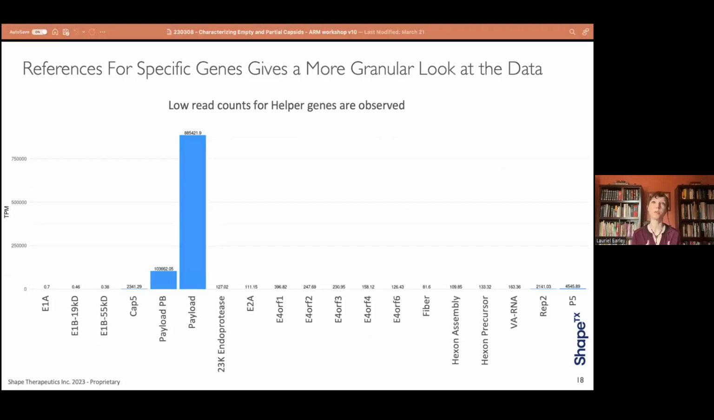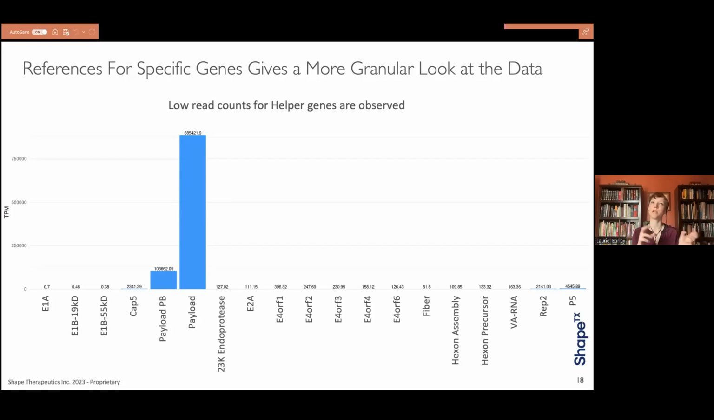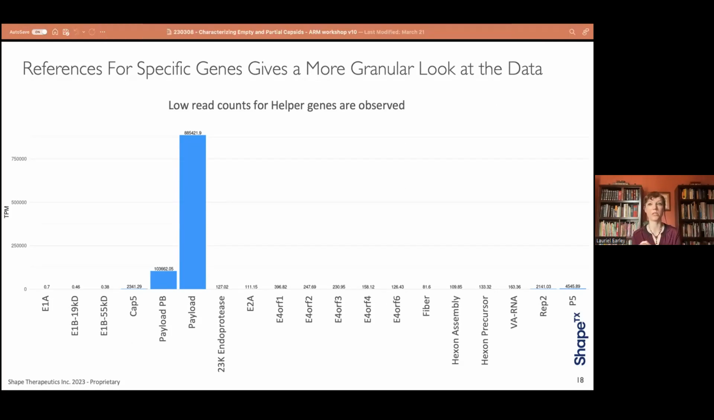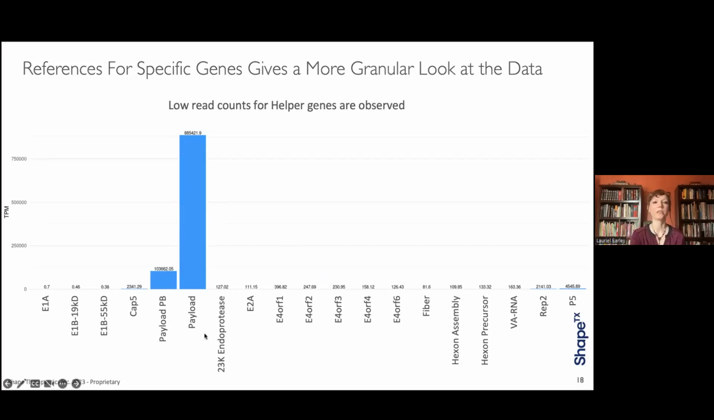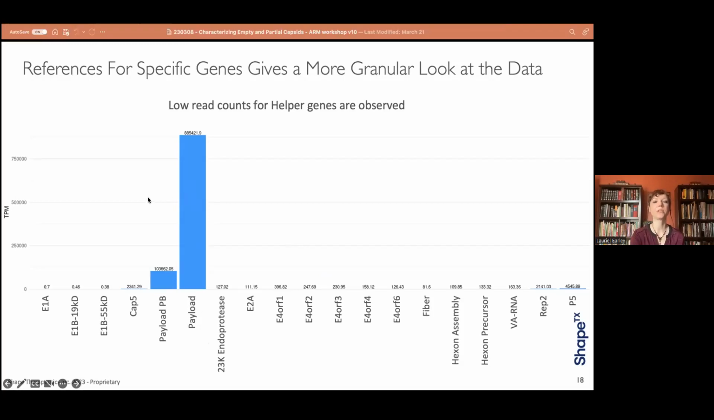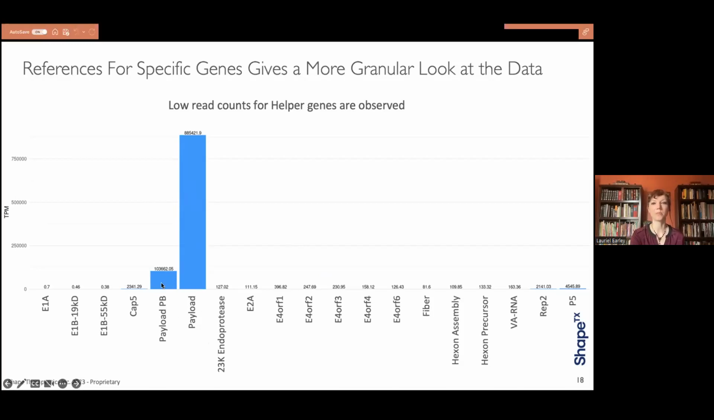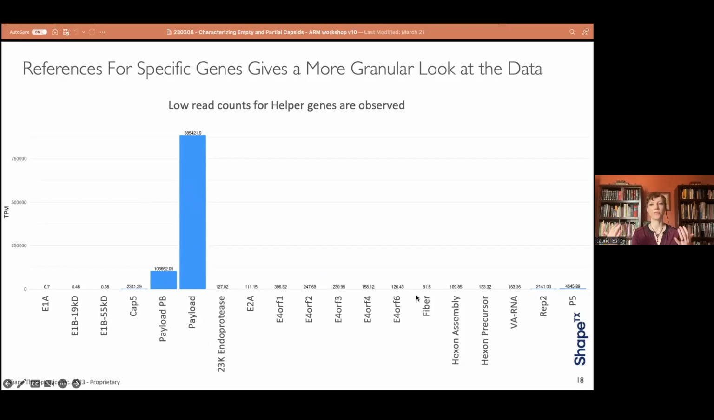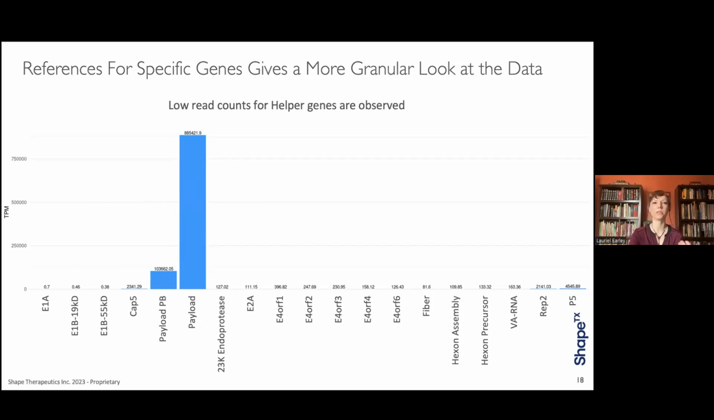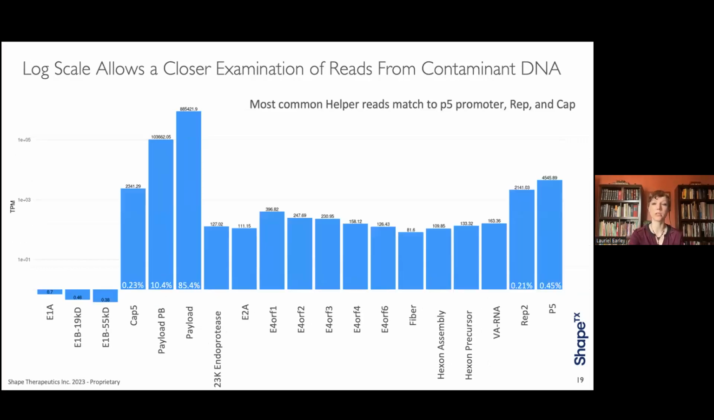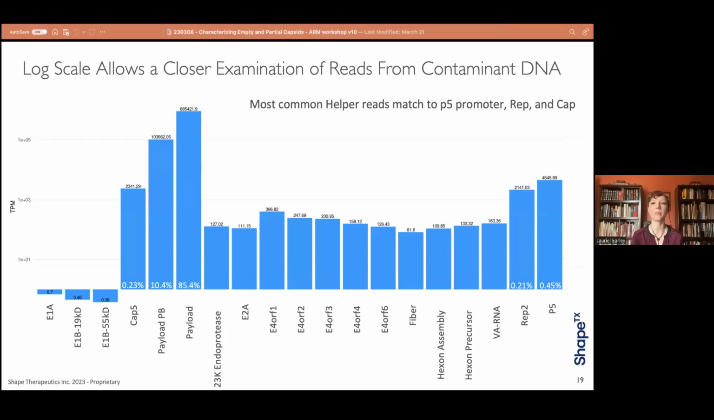But I think it's more important to break these down more individually and look at specific genes of interest, because we really want to know if something matches to the RepCap plasmid, is it really matching to Rep and Cap, or is it matching to a plasmid backbone? And so here we can see again that the payload is your majority of reads. Here's the payload plasmid backbone, and all these other reads, of course, are very low levels. And so I'm going to bring these up from a linear scale to a log scale so we can take a better look at those.